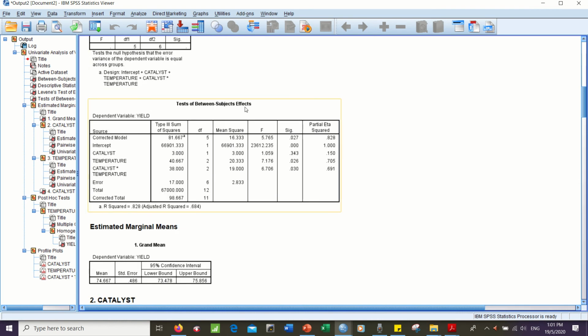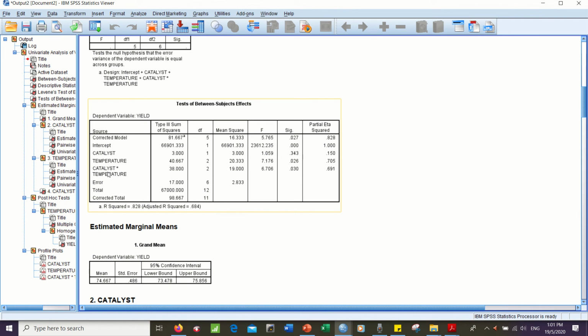So you look at tests of between-subjects effects. You can look at catalyst, and the value is 0.343, meaning that catalyst is not significantly influencing the yield. It doesn't matter whether you use C6 or C7, the yield will not be affected that much. And you can look at the eta squared, this is the effect size. So 15% of the changes is actually affected by catalyst. So it's not very huge, it's only 15%. Temperature, on the other hand, is 0.0026. So temperature is a significant factor at influencing the yield.